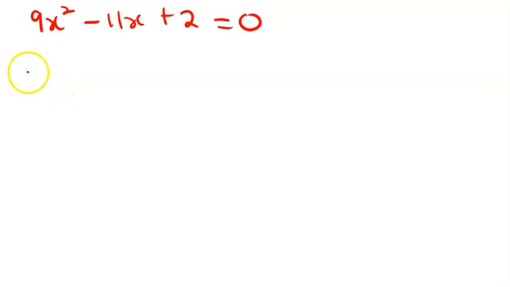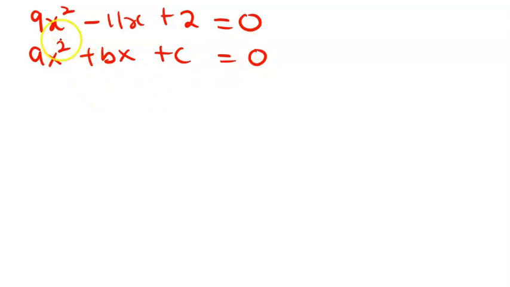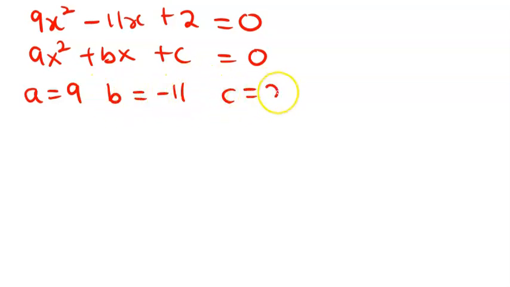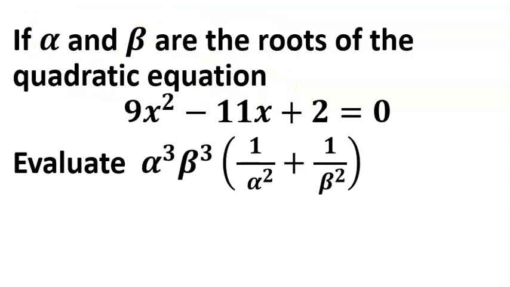Okay, now the quadratic equation is 9x squared minus 11x plus 2 is equal to 0. So let's compare this one with the standard quadratic equation, ax squared plus bx plus c is equal to 0. So comparing this, we know that our a is 9, b is equal to minus 11, and c is equal to 2. So with this type of question, we need to find the sum of roots and then the product of roots. Now the roots are alpha and beta.